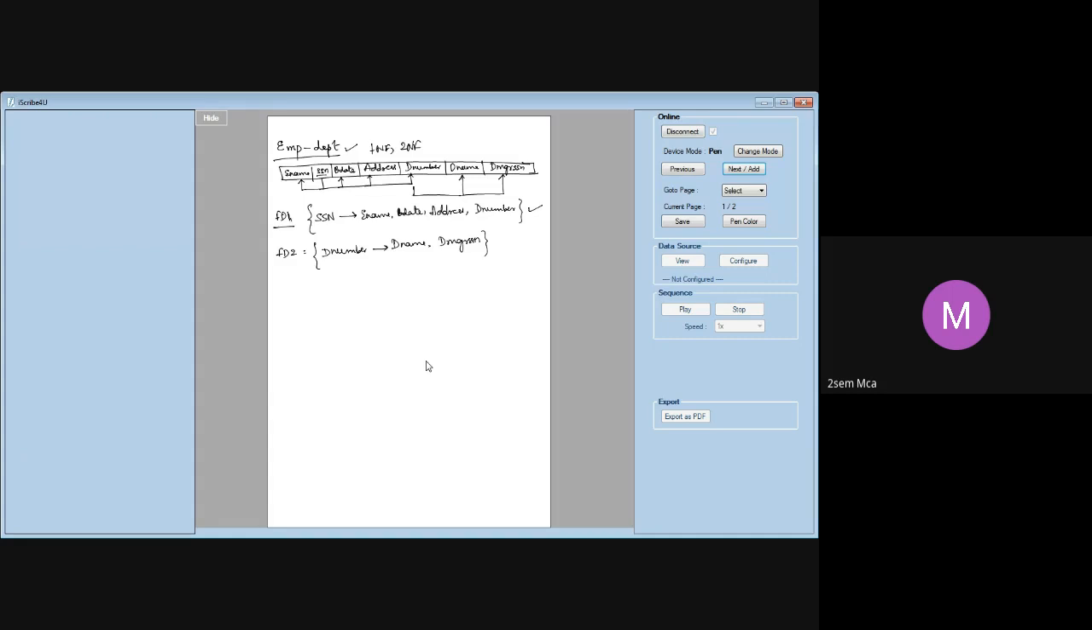Now we have to check whether the table is in third normal form or not. How do you check that?